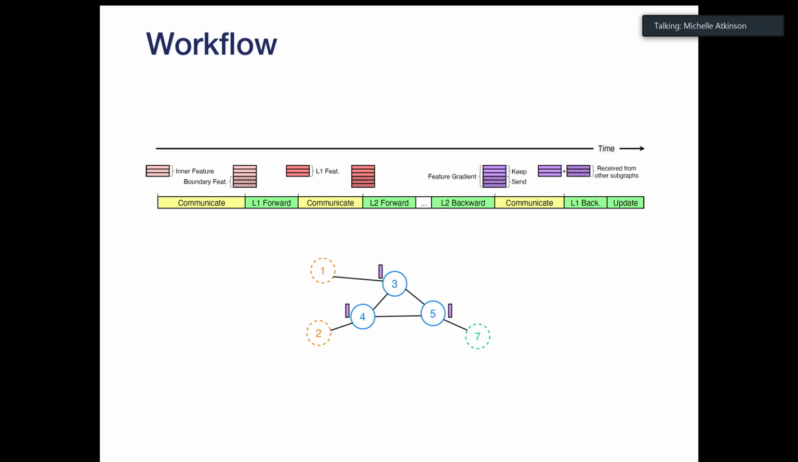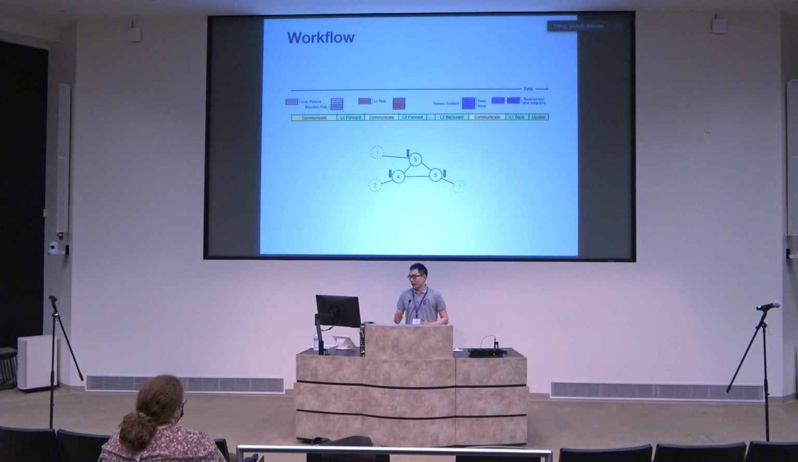And because we are training a graph neural network, we have a process of backward propagation. During this process, we have an inverse process of communication. That means each node needs to scatter or gather the feature gradients.